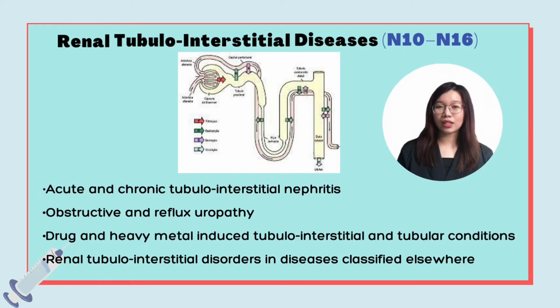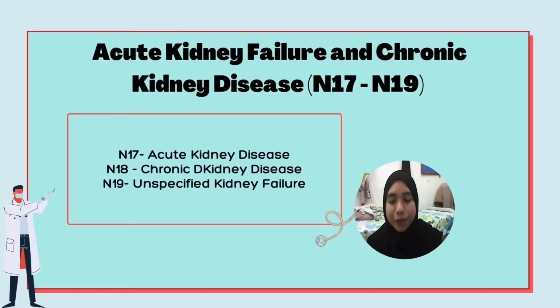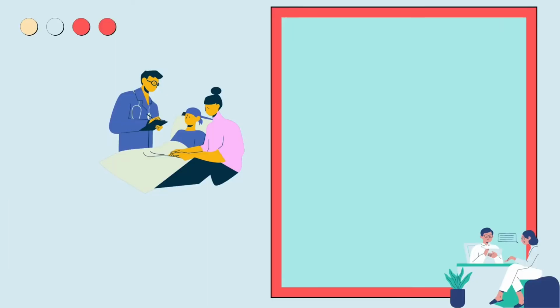So next, let's move to the next disease in this chapter, which is acute kidney failure and chronic kidney disease, with the code block from N17 to N19. We apply N17 for acute kidney failure, N18 for chronic kidney disease, and N19 for unspecified kidney failure.